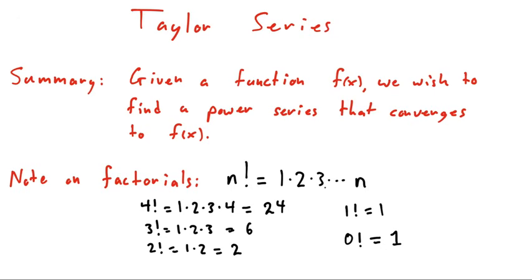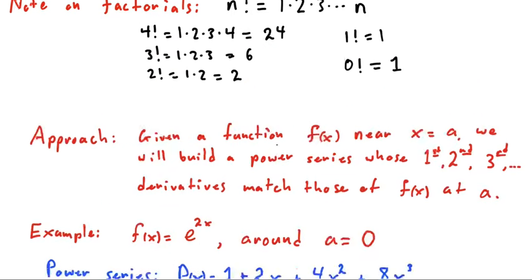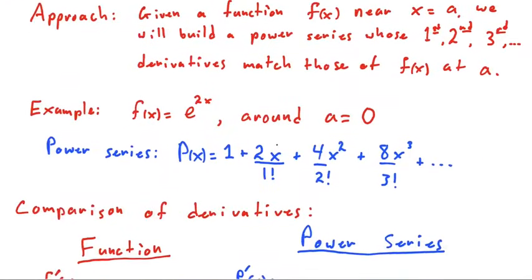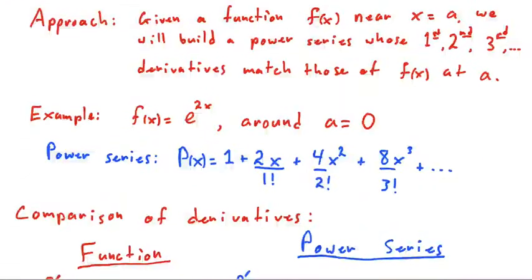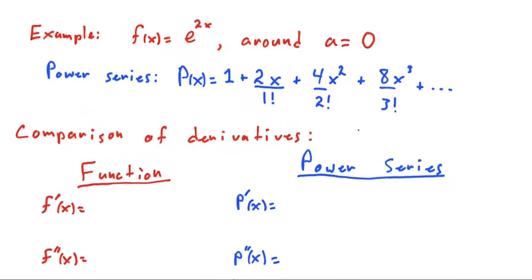Now that we have an idea of what factorials are, let's talk more about Taylor series. Here's the idea behind Taylor series. If we have some function f of x near an x value of a, we wish to build up a power series, and we want to build it up so that the first and the second and the third and the fourth, so that all of the derivatives of the power series match the derivatives of the function near x equals a. For example, let's take the function f of x equals e to the 2x, and let's think of this function near an x value of 0.